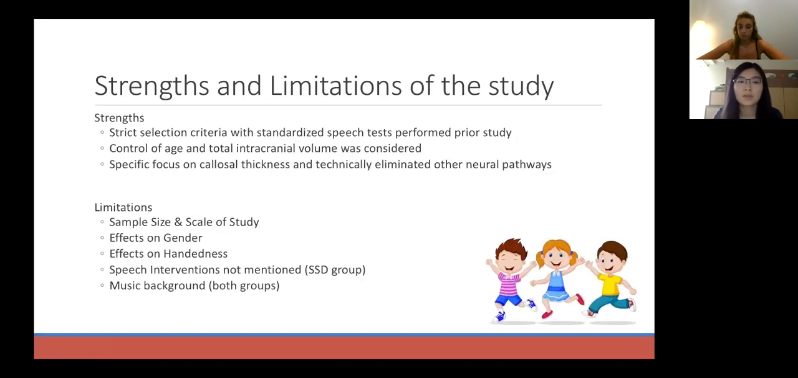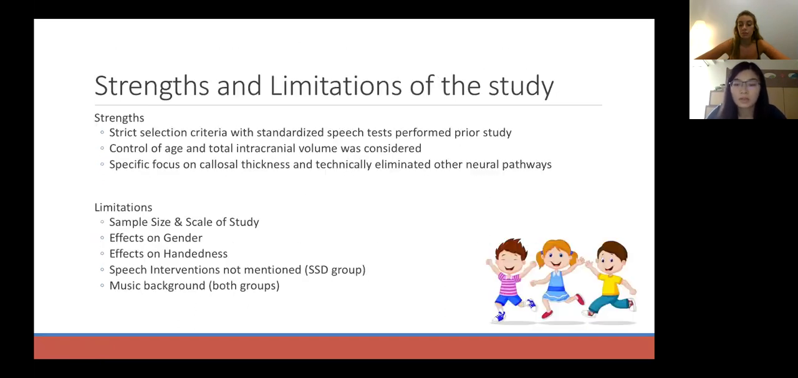In terms of the strengths, this study used strict selection criteria in which children had to undergo standardized speech tests to rule out children who might have a language disorder but who do not necessarily have speech disorders. And intracranial volume increases with age. Therefore, the effect of age and total intracranial volume was also considered. This study specifically focused on callosal thickness and other neural pathways were eliminated using technical methods.